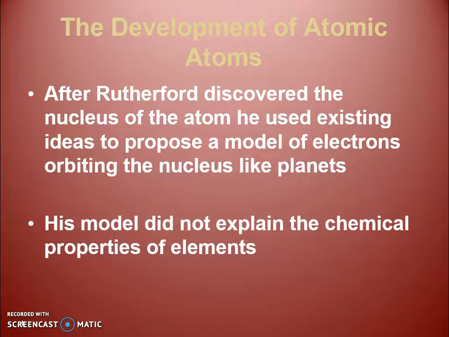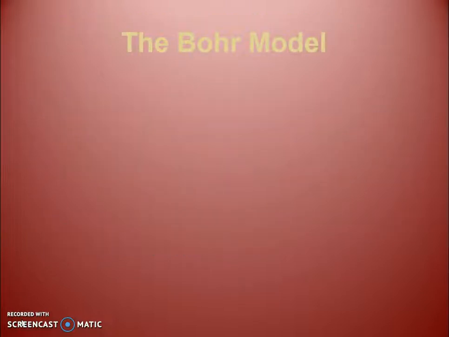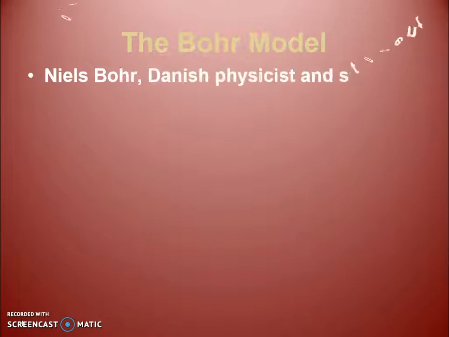So his model did not explain, though, the chemical properties of these elements. Why did they always react the way they did? What gave them the properties that they had? So a student of his, Niels Bohr, a Danish scientist who had been working under him, kind of continued his idea of this atomic theory.